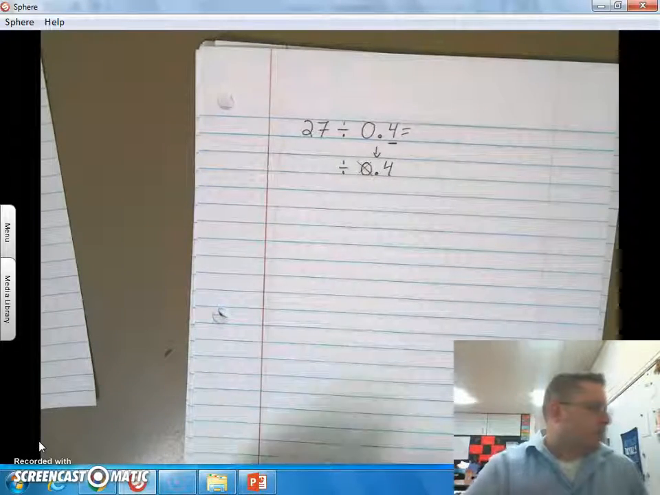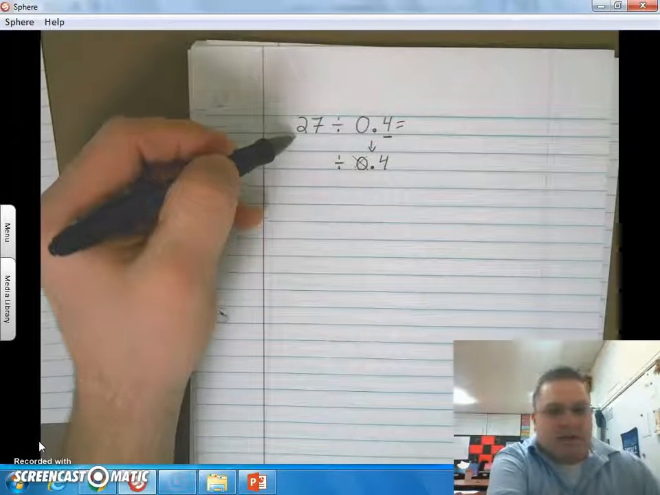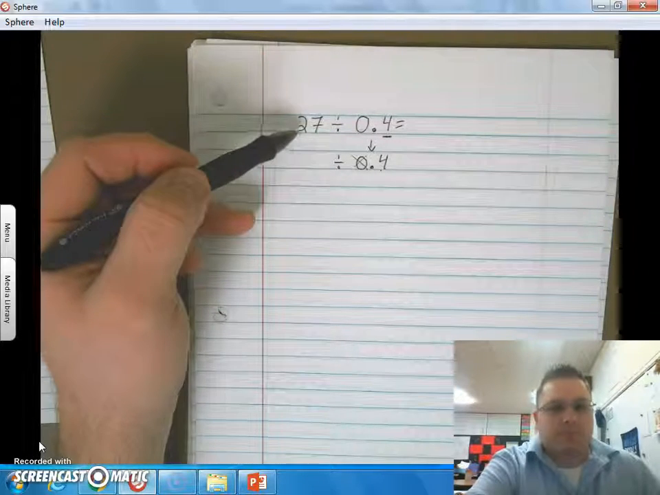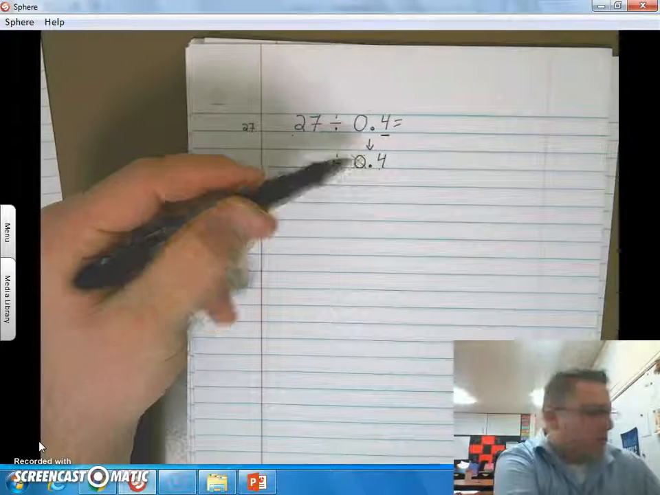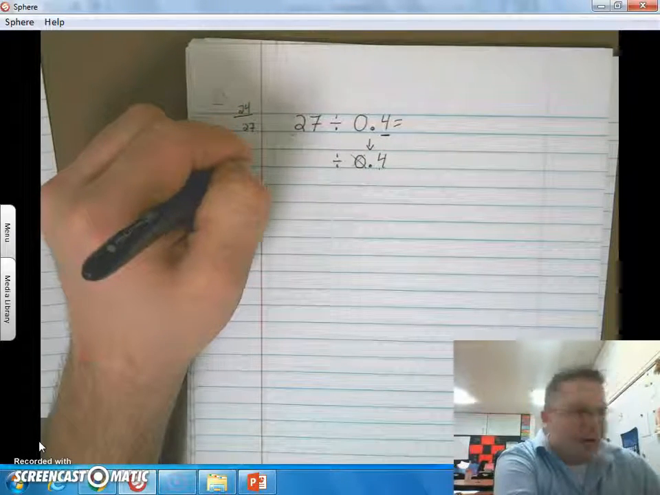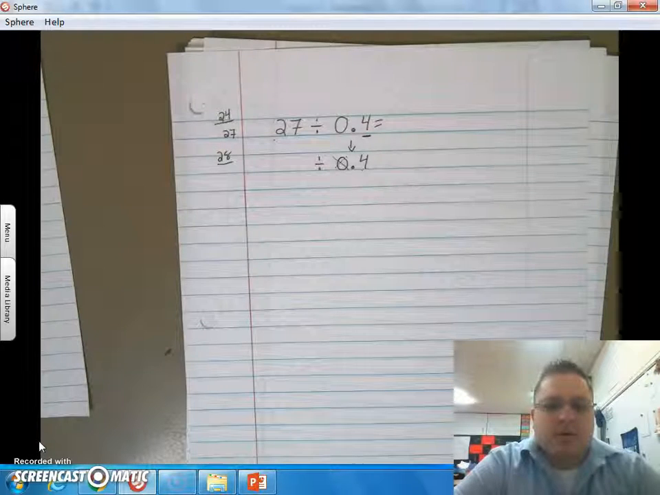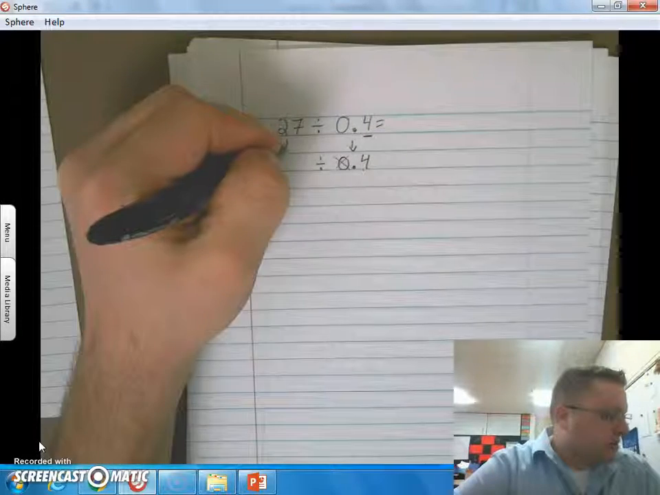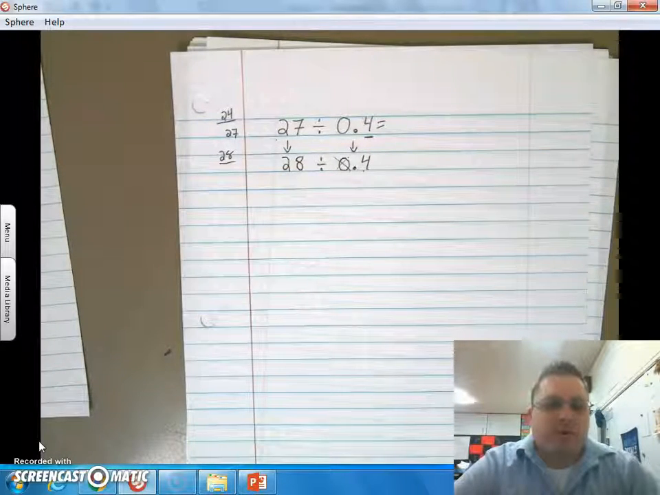Step 2, if you remember, was to make our dividend a compatible number. So I'm looking at 27, and I'm dividing by 4. So is 27 a multiple of 4? No. So I think, okay, here's 27. If I think about the multiples of 4, I could have 24 and 28. And 27 fell in between 24 and 28. So which one is closest to 27? Well, 28 is. So we're going to change our division problem to 28 divided by 0.4.